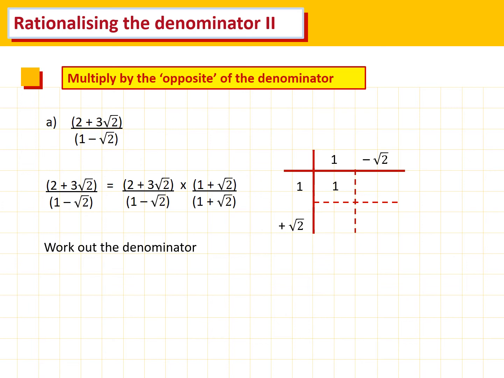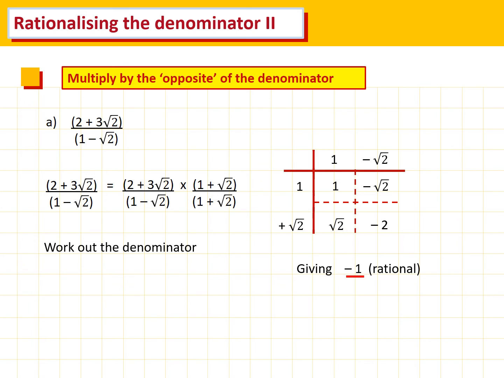1 times 1 is 1. 1 times negative root 2 is negative root 2. Root 2 times 1, that's root 2. And finally, root 2 times negative root 2 is negative 2. And when we put that together, we end up with negative 1. The 1 take away 2 gives us negative 1. And the negative root 2 and the positive root 2, they cancel out.